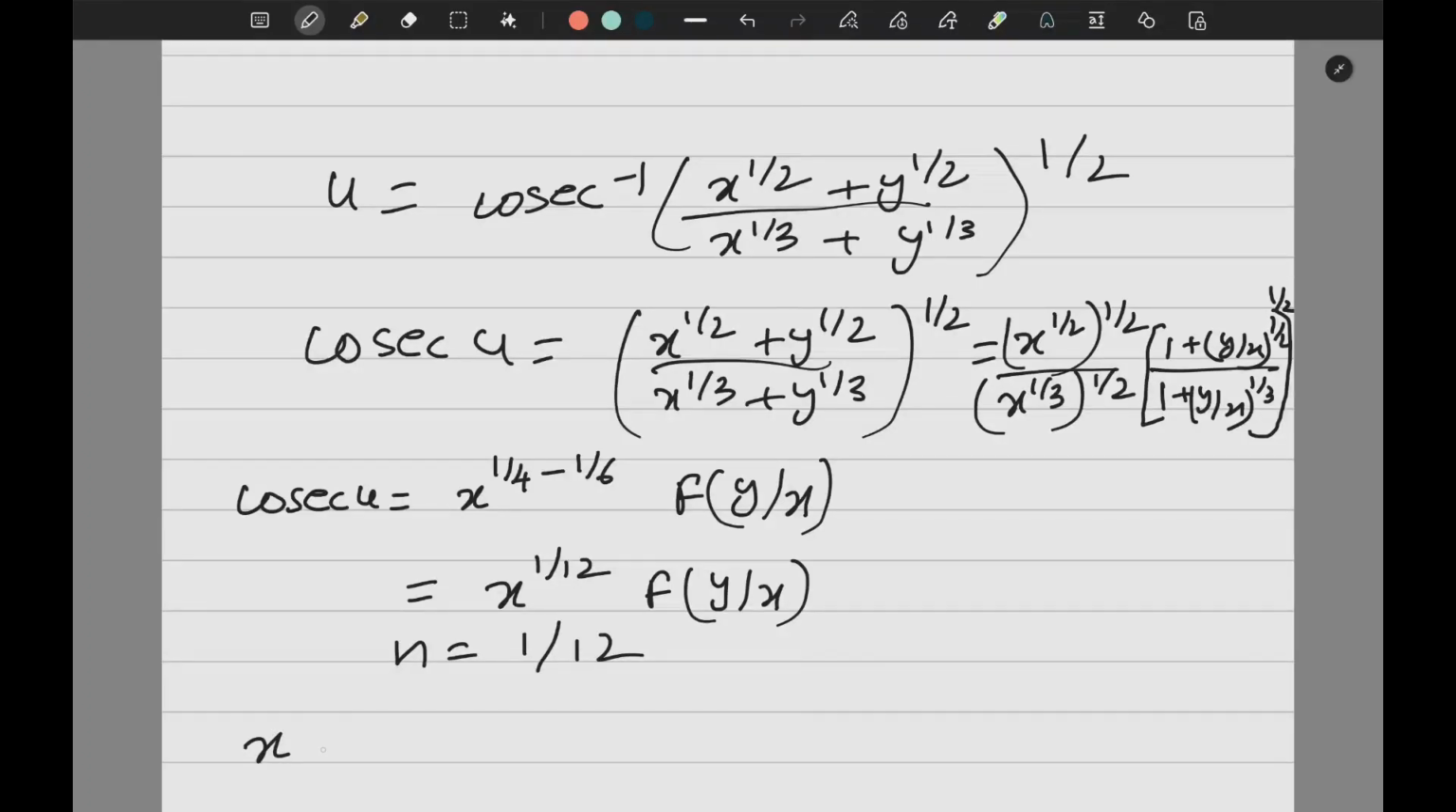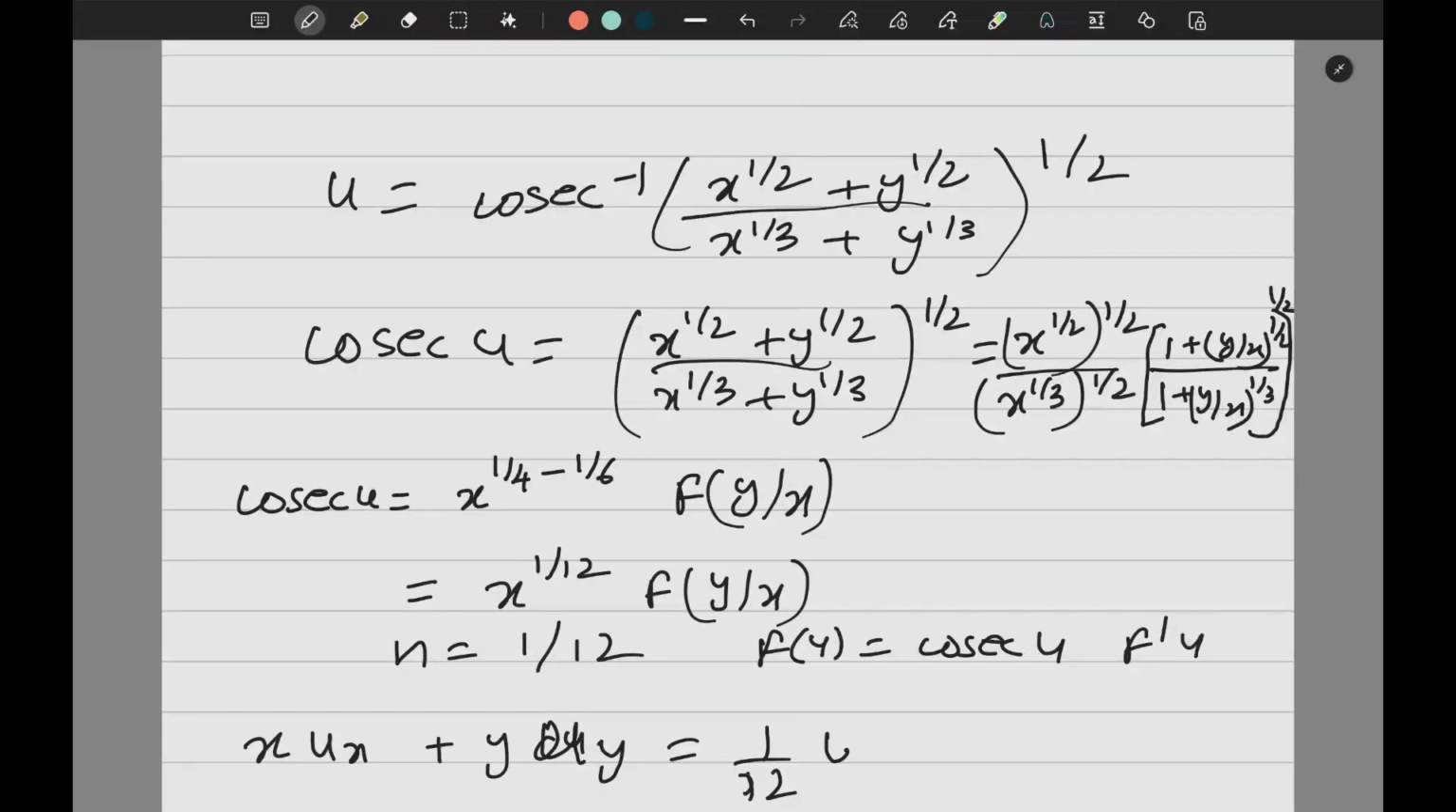So the answer will be x dou u by dou x plus y dou u by dou y equals 1 by 12 into f of u over f dash of u. f of u is equal to what? cosec u. And f dash u you can differentiate from cosec u, and here you write the f of u value and the f dash u value. Right? So the only thing is finding out the n and differentiating. This is all about Euler's theorem. Thank you.